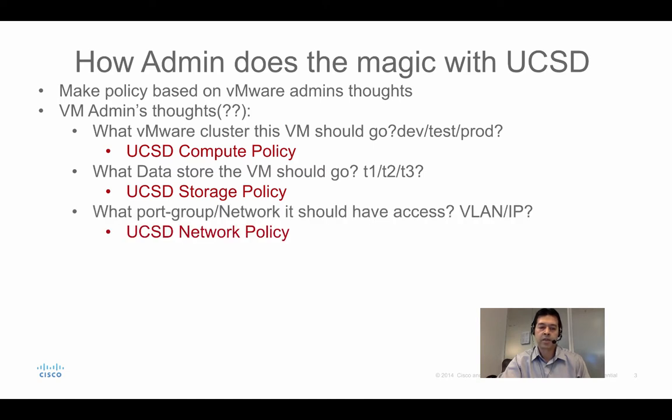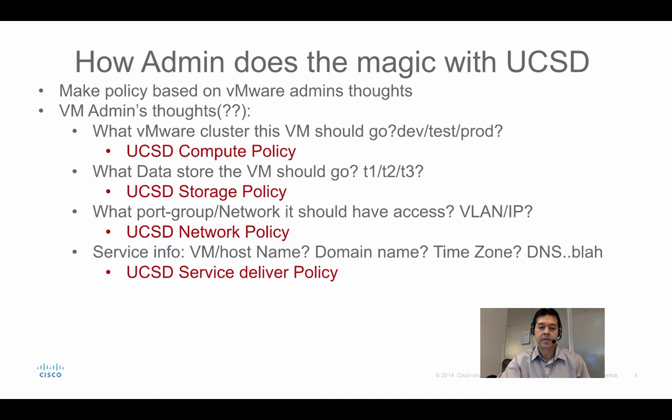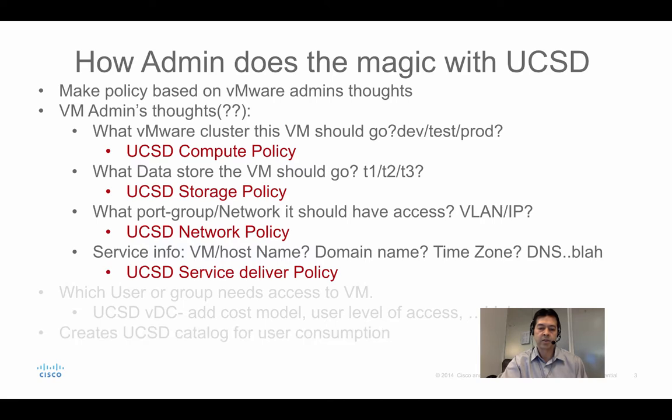Then the network: which network VLAN does it go to, and what kind of access should it have? Those are like the UCSD network policy, IP address assignment, and then service info, right? Naming, domain name, time zone, DNS, and many other things, and those probably need to be configured on the VM. So these are service delivery. And then you add them together and make the VDC, and on top of that, add your cost models and user level of access, those kinds of things. And then you publish to the catalog.